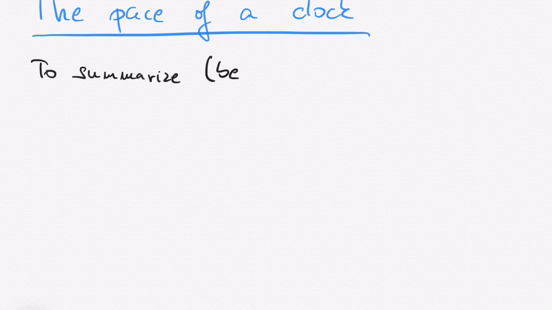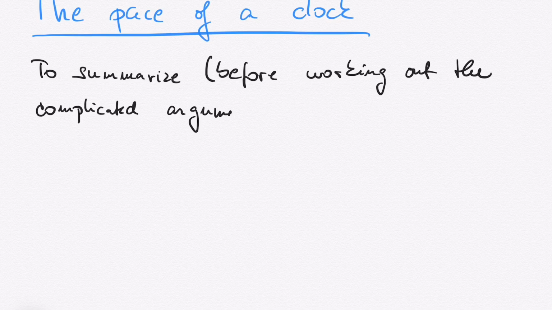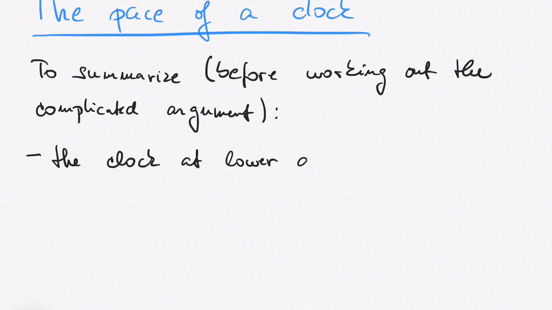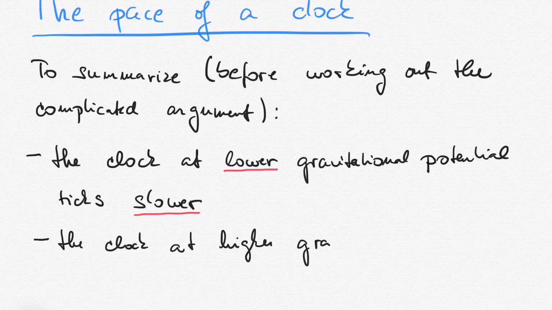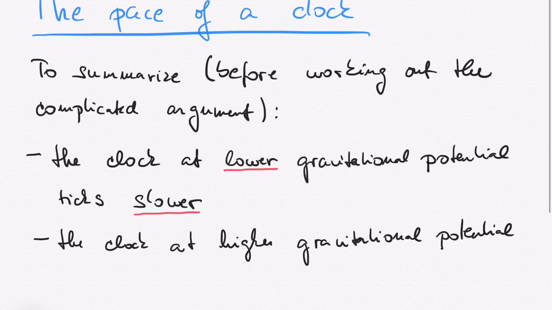Let us now talk about the speed at which a clock would operate at different gravitational potentials. To summarize the argument before working it out, because it's complicated, let me say that the clock which is at lower gravitational potential ticks slower, and the clock which is at higher gravitational potential ticks faster. So lower goes with slower, higher goes with faster. Now let's go to the argument.